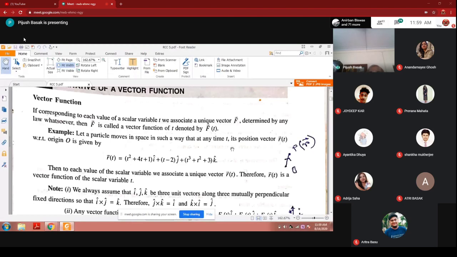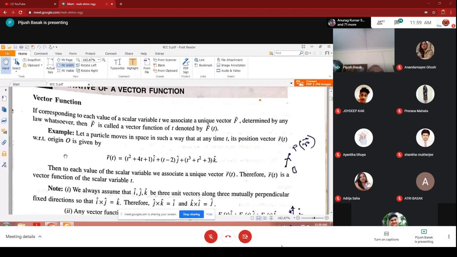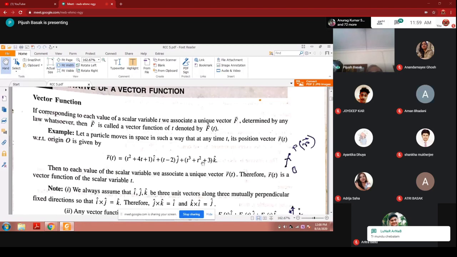So in such a way that at any time its position vector with respect to origin is given by this. This is a law. Some law is there. They have defined it with some law. So this is the position vector of the point P at any time t. t is the factor related to time, because this position vector will change as per the time. t is a variable here. So if t is equal to 1, I will get some position. And if t is equal to 3, I will get another position of this point. So when time changes, this point P will change, right?